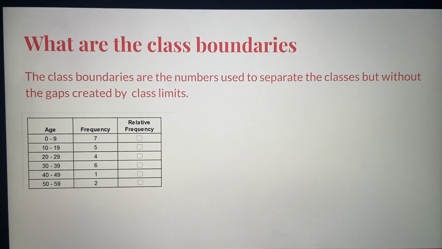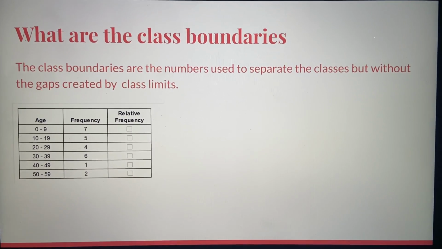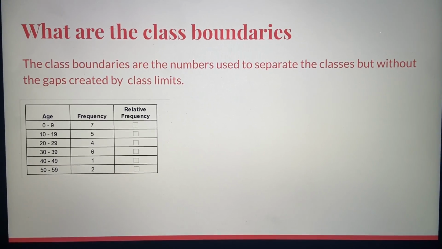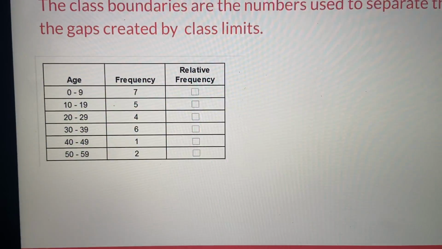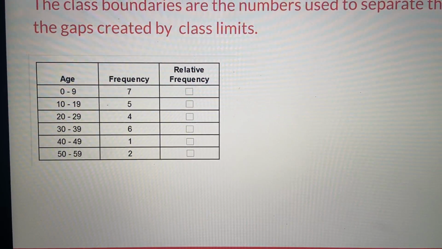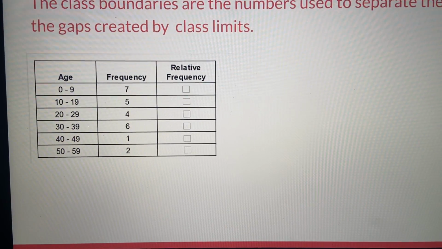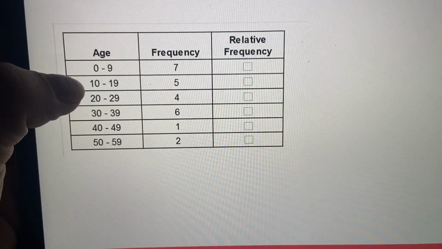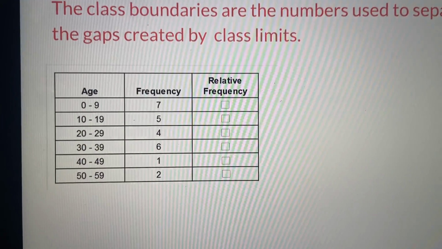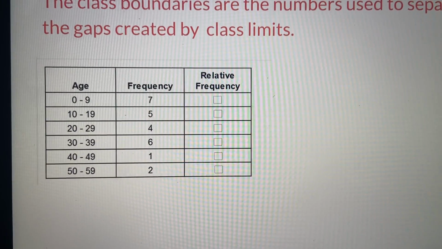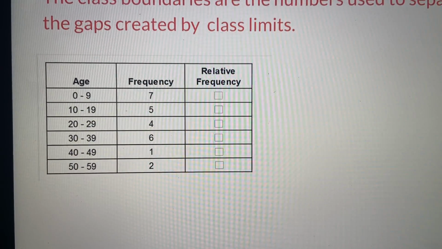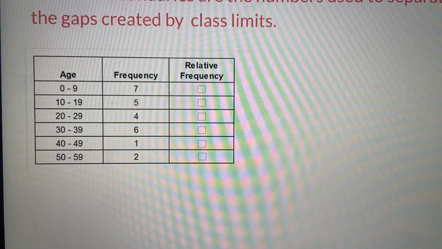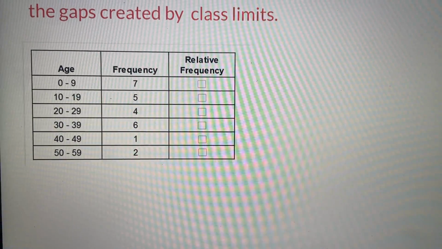Now we need to discuss, what are the class boundaries? The class boundaries are the numbers that are used to separate the classes but without gaps created by the class limits. So you may be looking at this, and the class boundaries aren't exactly clear and they don't exactly jump out to you. So you kind of have to do the work by yourself. You would look at the first class and the second class and say, okay, I need to look at the upper limit of the first class and the lower limit of the second class to find my first class boundary. We know that the upper limit of the first class is 9, and the lower limit of the second class is 10.